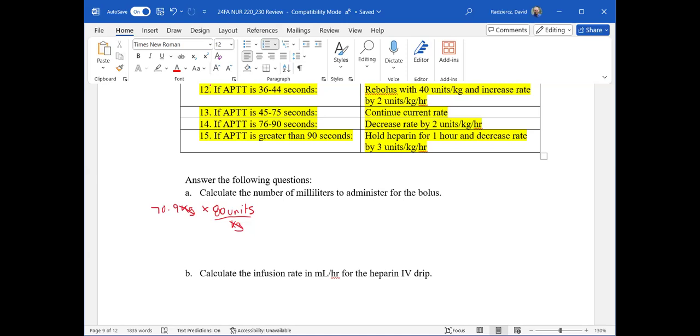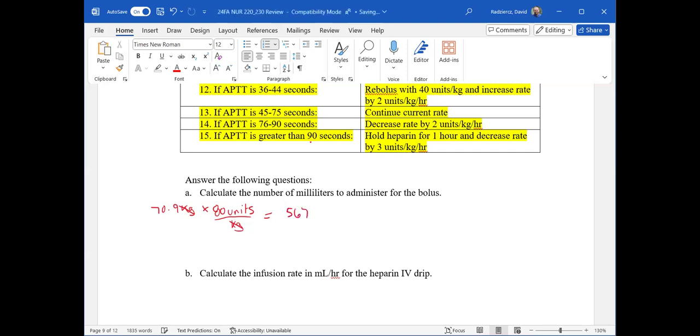You're welcome. So, step one is you need to deal with the patient's weight. We need to take the patient's weight in kilograms and multiply it by 80 units per kilogram. Sometimes I'll just do that calculation, and that's what I'm going to do now. Sometimes I will set up a really long dimensional analysis, but it's really up to you and your preferences. So I'm going to take 70.9 times 80, and I'm going to get 5,672.